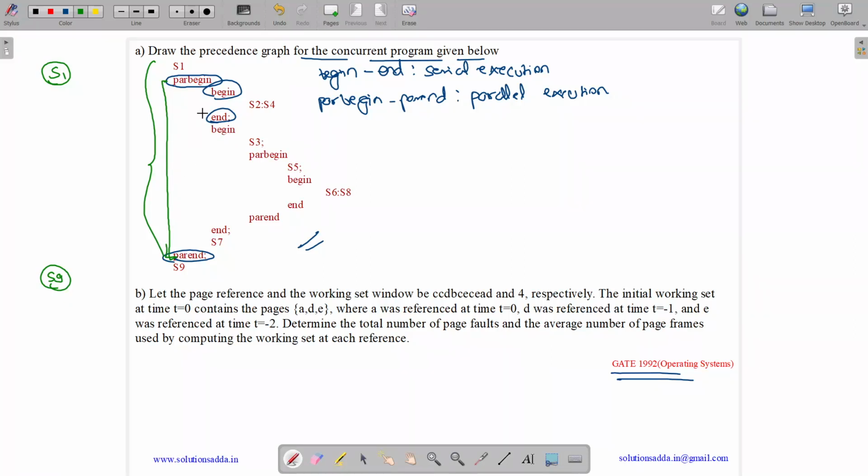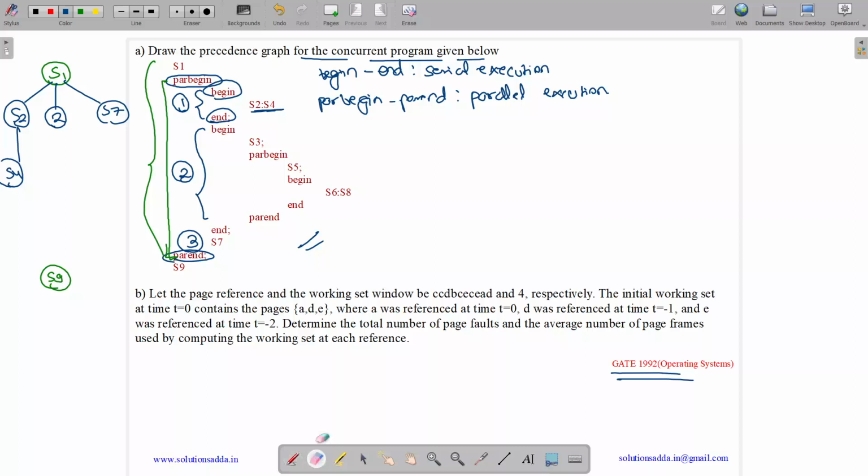Now see, in between parbegin and parend, we have this begin end, and S7. So this means the first begin end will execute, then the second begin end, and they can execute parallelly. The first, second, and third statements can execute parallelly. So we can have S7 or the second part or the first part. Anyone can execute first. Now let us break down the first part. The first part is between begin and end, which means they must execute serially. So we will have S2 followed by S4.